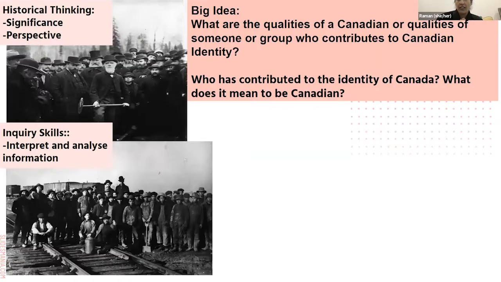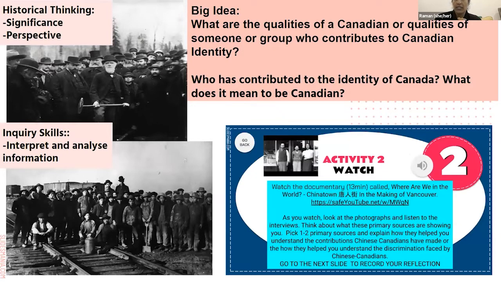The first one I'm going to walk you through is a lesson that focuses on grade 8 history, but you could adapt some of it into grade 6 as well, because there are some overlaps. For the big idea, there's a few different questions you can tease out. What are the qualities of someone or a group who contributes to Canadian identity? Who has contributed to the identity of Canada? What does it mean to be Canadian? The inquiry skills involved were interpret and analyze information, and the historical thinking was significance and perspective.